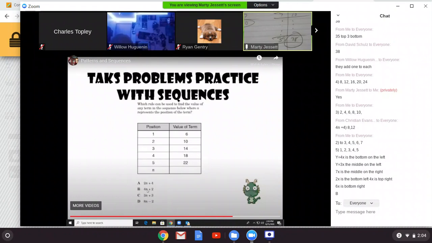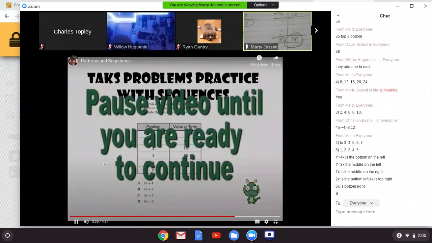If you put 2 in here for B, 4 times 2 is 8 plus 2 more is 10. That does work. For C, 3 times 2 is 6 plus 3 is 9. So C doesn't work. And for D, 8 times 2 is 16 minus 2 is 14. So that doesn't work. So it's B. B is the one that works for all of those.